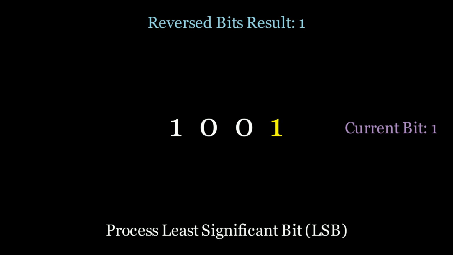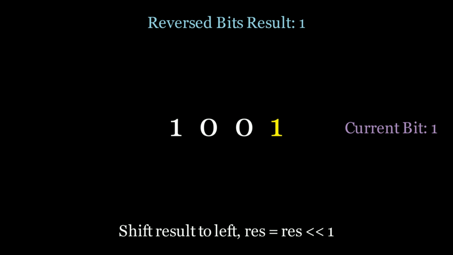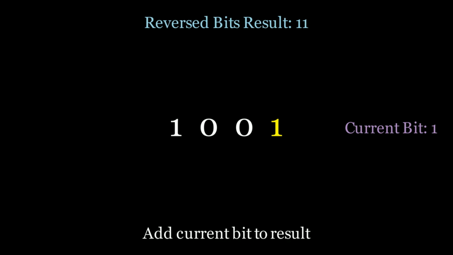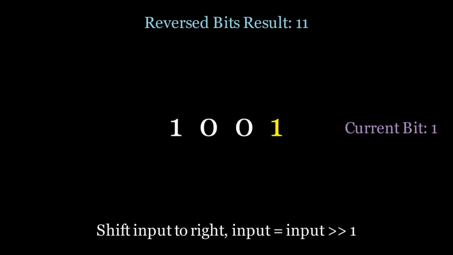Now we're going to do the same thing on the next one. So let's shift our result to the left by one because we want to move our entire result to the left since we're looking for the reversed binary representation. So we shift it, it becomes 10, and now we add the current bit to the result. So now it's 11. Now we're gonna shift the input to the right by one to process 100.